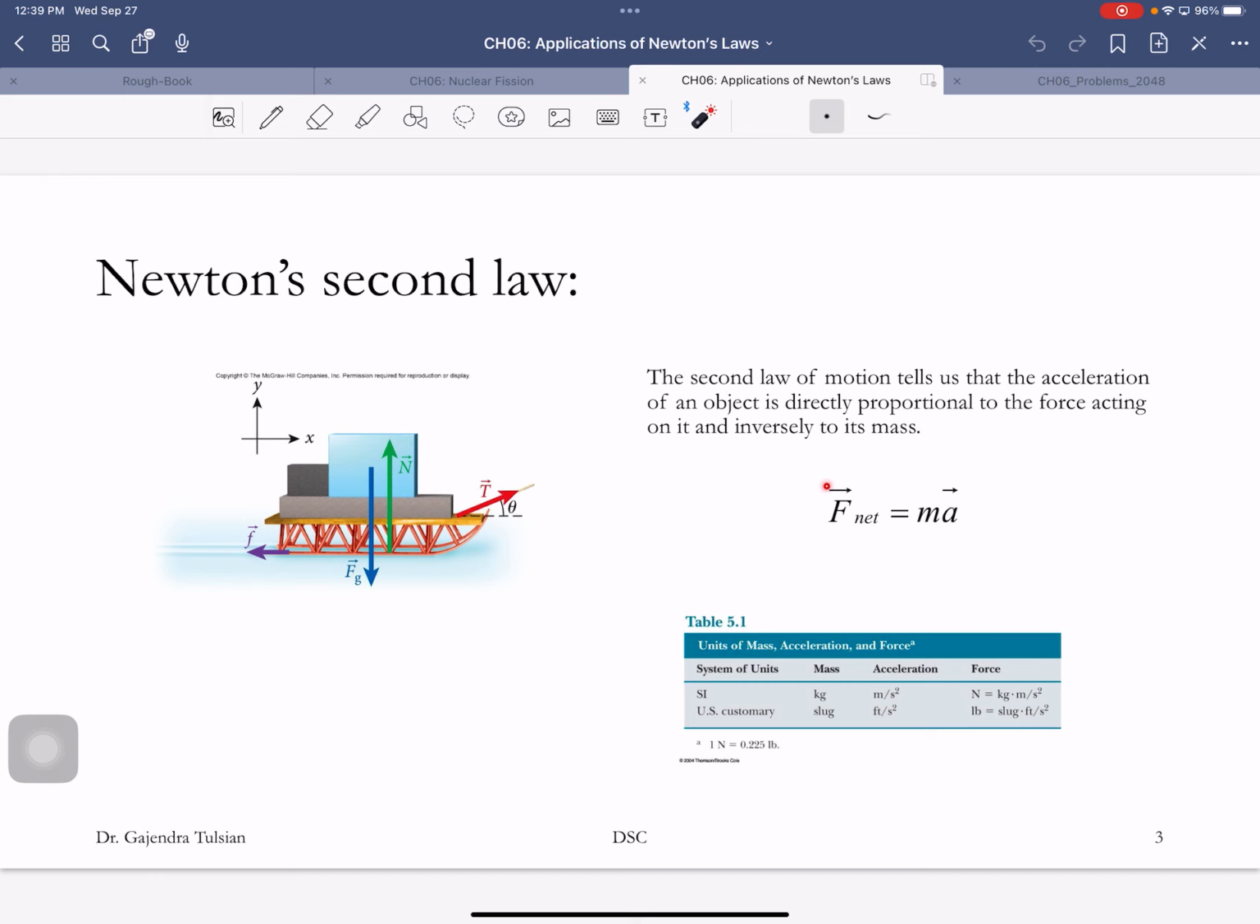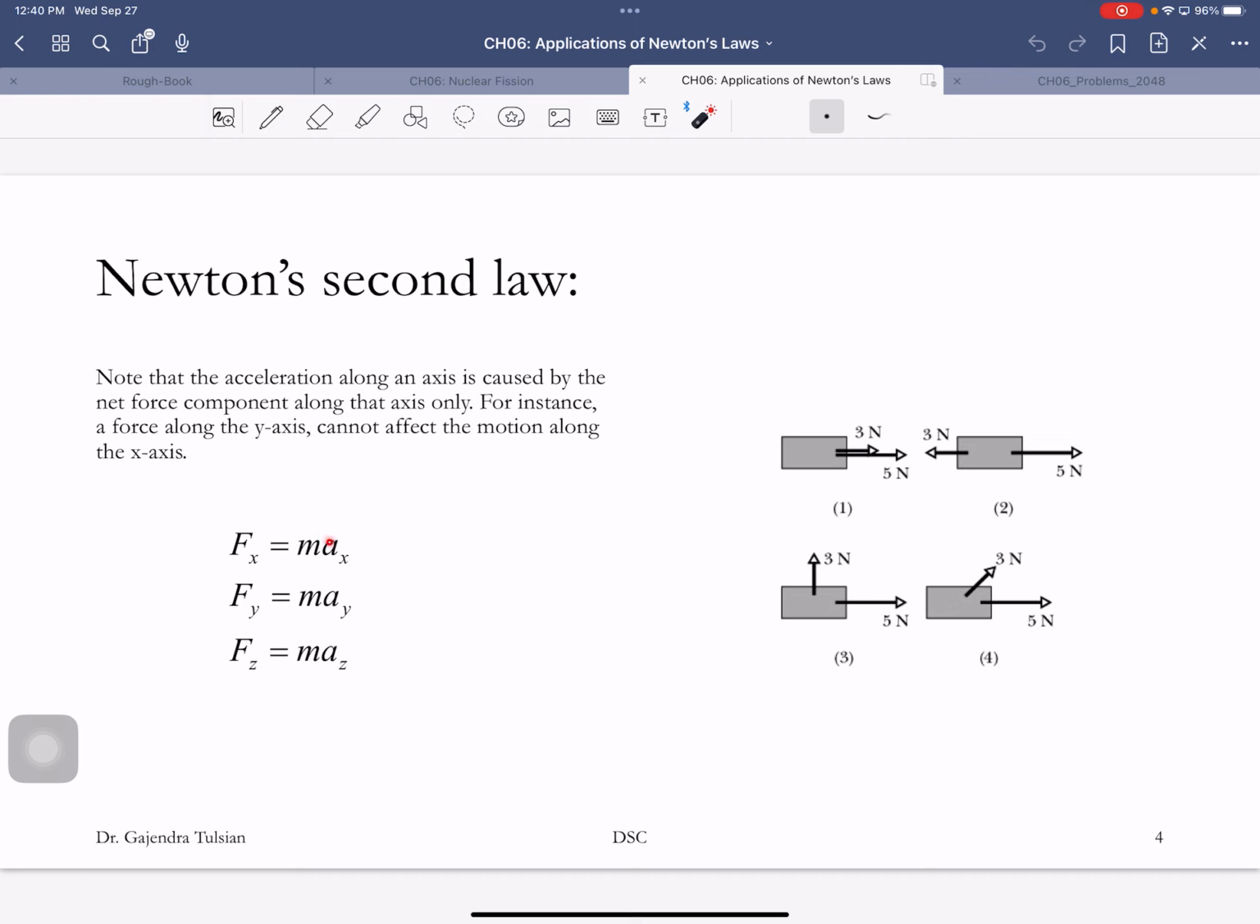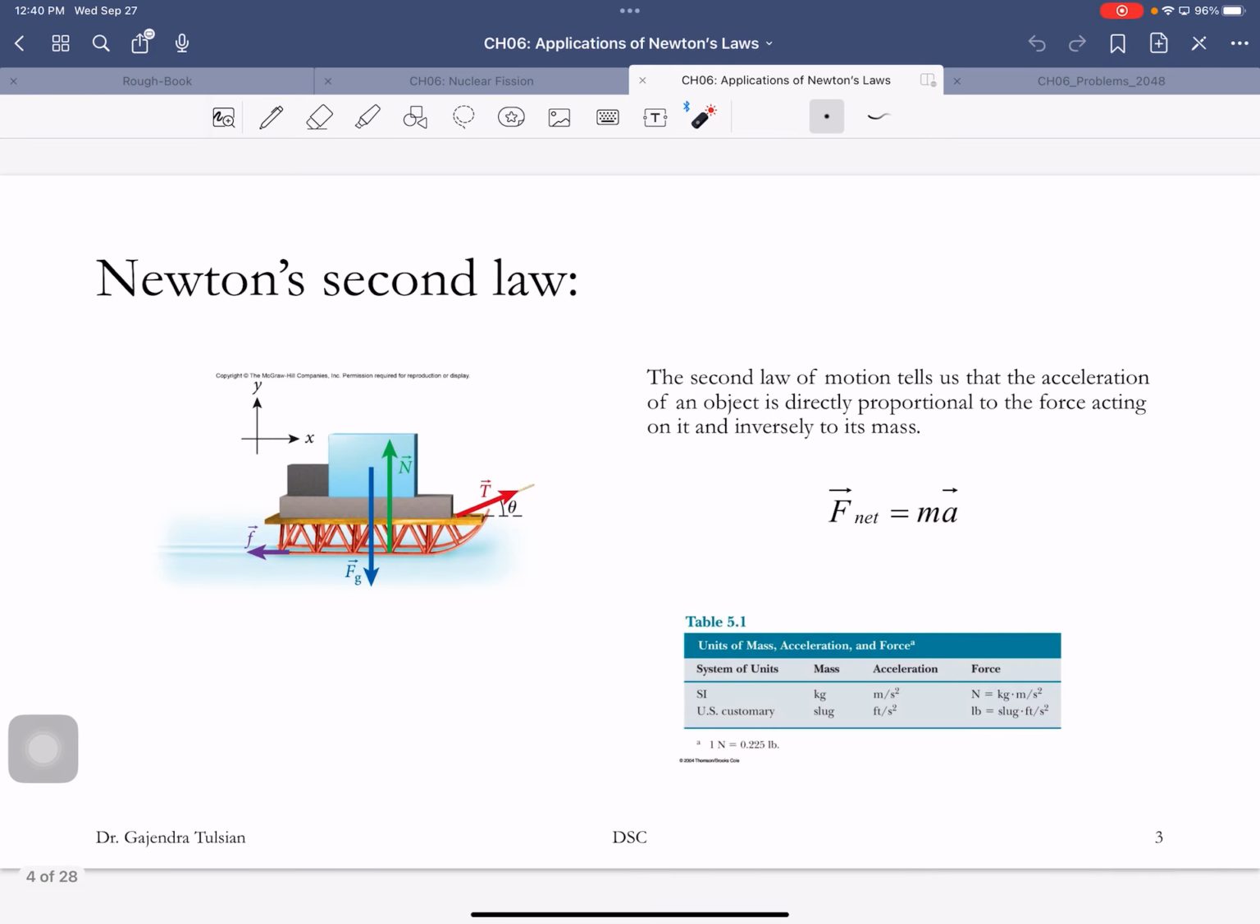So what that means is the x component of this vector is equal to the x component of that vector, and the y component is equal to the y component. So in three dimensions, this is really three equations. And you saw that last time. The x component of the force gives an acceleration in the x direction. So a force in the x direction does not affect motion in the y or z direction. So Newton's second law is really three equations in three dimensions.